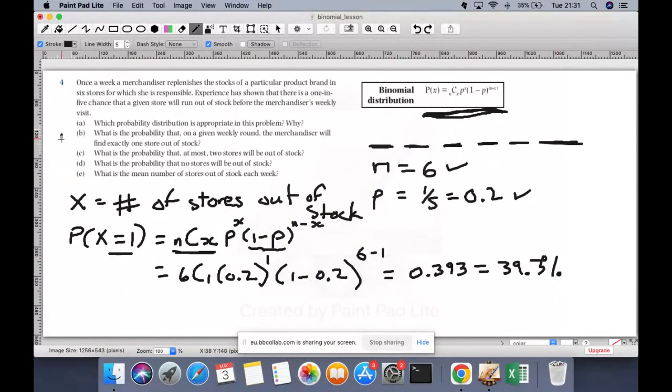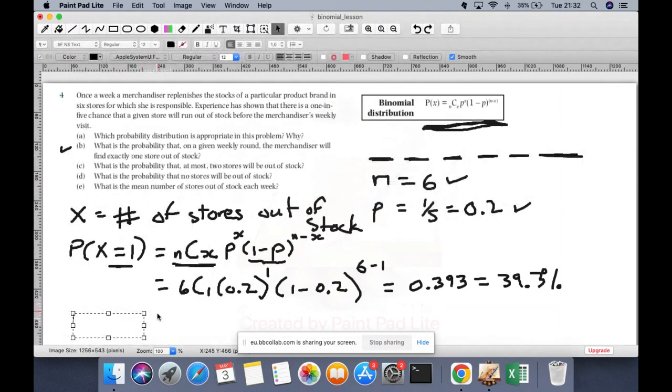Now you would have to provide an interpretation. So remember what we were answering. We were answering B. What is the probability that on any given weekly round, the merchandiser will find exactly 1 store out of stock? So the question gives you an idea of how you should provide a statement. So you can say the probability of 1 store having no stock is 39.3%. Always provide a statement.